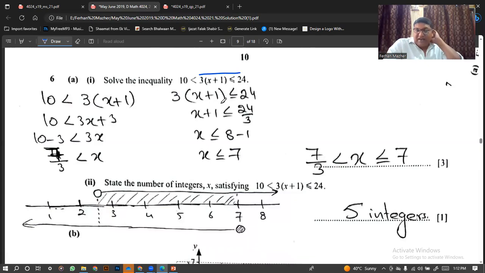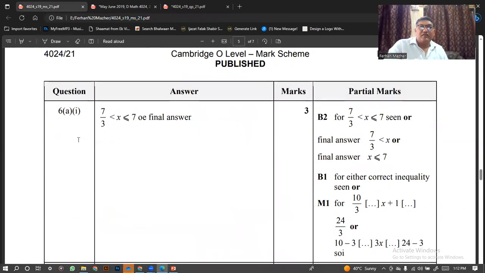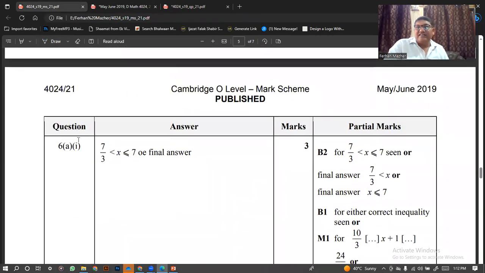Then I will solve this portion. 3 bracket x plus 1 bracket close is less than or equal to 24. So x plus 1 is less than or equal to 24 by 3. So x is less than or equal to 8 minus 1, x is less than or equal to 7. So the x value is more than 7 by 3 and less than or equal to 7. This is our answer, and this is the right answer.